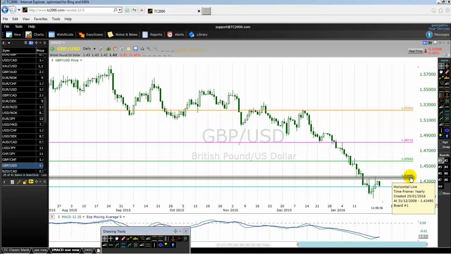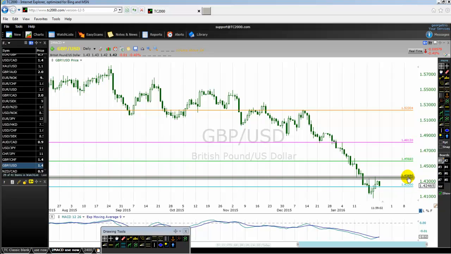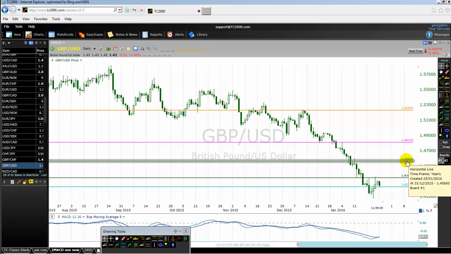14349. So priority to bear signal below 14349 until we reach 14230. Priority to bullish signal above 14349 until we reach the level of 14566. The level of 14566 is the low of 2015. The low of 2015.